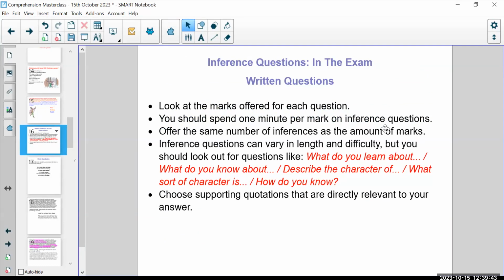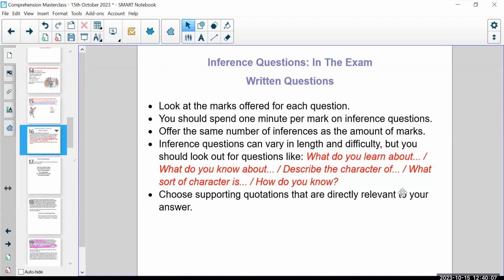Now, obviously, there are going to be some that will involve multiple choice. So you don't need to write your answers out in full, and you probably won't need to give evidence. But you can still practice your inference, because that will help you to answer those multiple choice questions as well. So when you're doing these written answers, make sure that you look at the marks that have been offered for each question, right? That's the first thing to do.